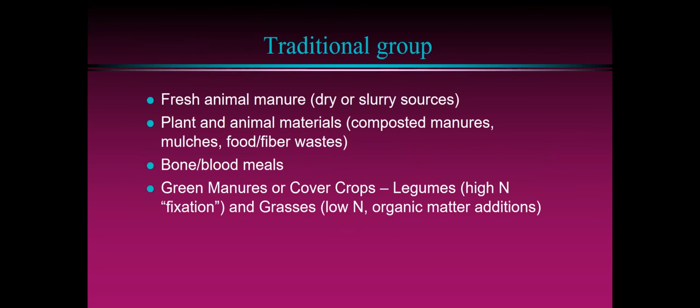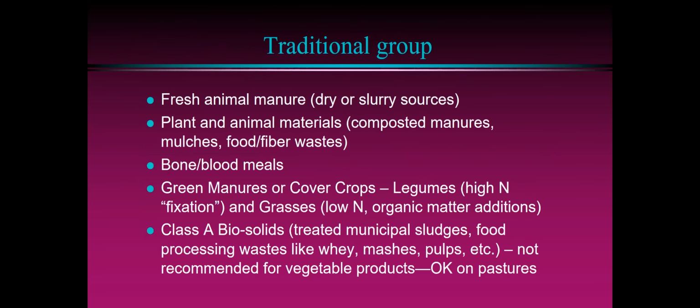Looking at what I call the traditional group of organic sources, these would be the fresh and composted animal manures, bone and blood meals, and green manures. What we talked about, growing living plants, like the legumes, that can help with sequestering nitrogen in the soil profile.